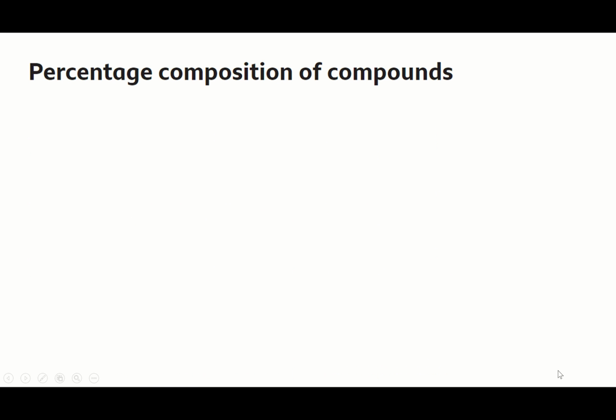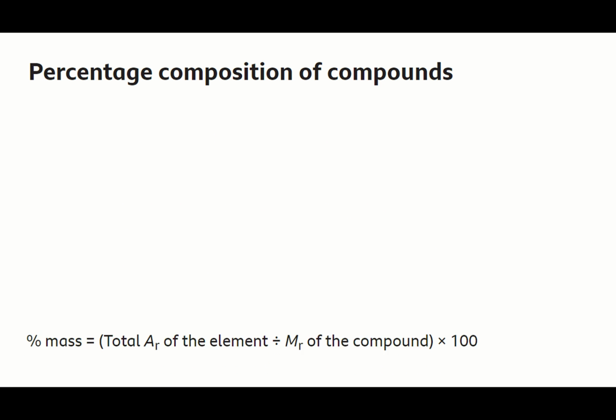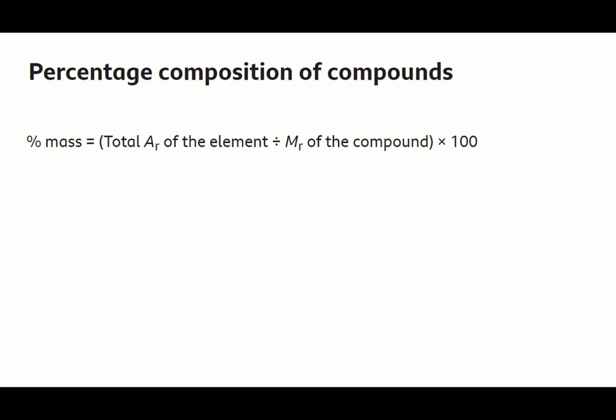So percentage composition of a compound, essentially all that means is what percent of each atom exists within the compound. So if we had, for example, carbon dioxide, which I'm just going to write down here, CO2, if I was asked what is the percentage composition of carbon, that would mean how much percent of carbon is there within the whole molecule.